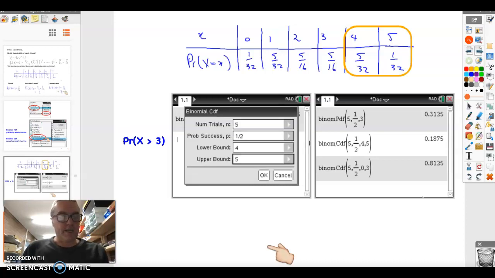If I'm interested in the cumulative probability, so adding probabilities together, particularly between values, so the probability that x is greater than 3, this is where we use the CDF option for the binomial distribution. So by selecting option B, again we're going to put in the value of n and the value of p. Remember, they both define the binomial variable.